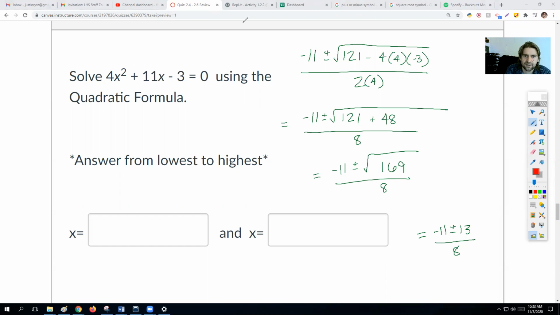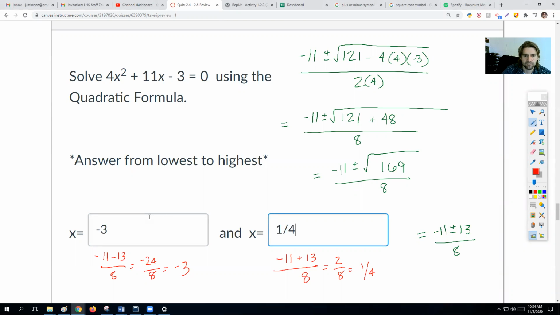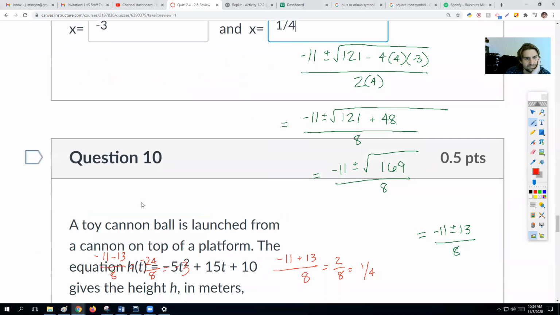So if I did negative 11 plus 13 divided by 8, let's see, that would be 2 divided by 8, which is 1/4. And the other problem here, negative 11 minus 13 divided by 8. Negative 11 minus 13 is negative 24. Divided by 8 is negative 3. So there are two answers. The lowest one is negative 3. The highest one is 1/4, or 0.25.